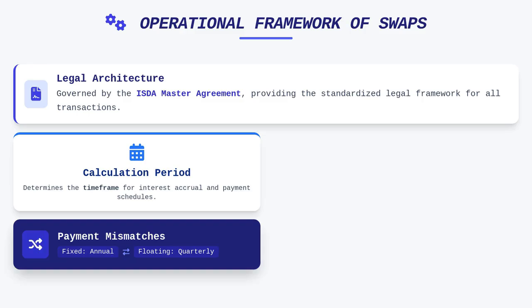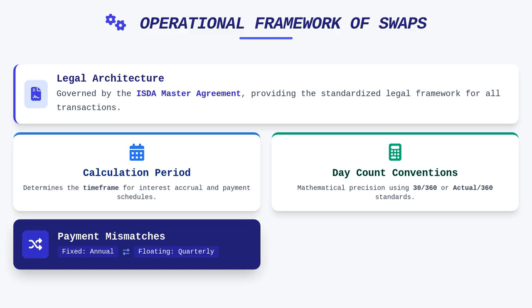You will often encounter payment frequency mismatches, where the fixed leg might be paid annually while the floating leg is paid quarterly or semi-annually. This necessitates precision in day count conventions, such as 30/360 or actual/360, to ensure that accrued interest is calculated with high mathematical accuracy.